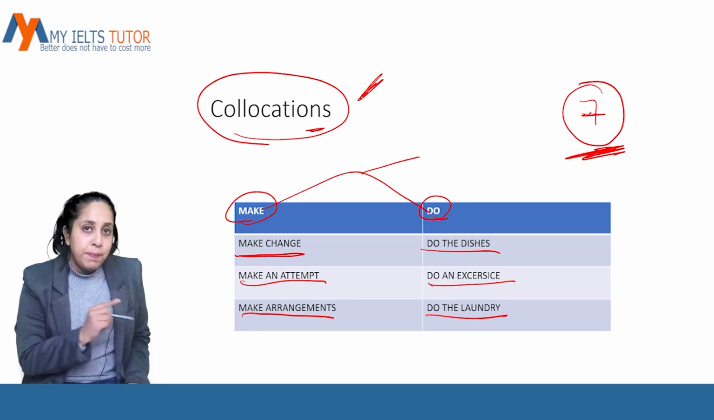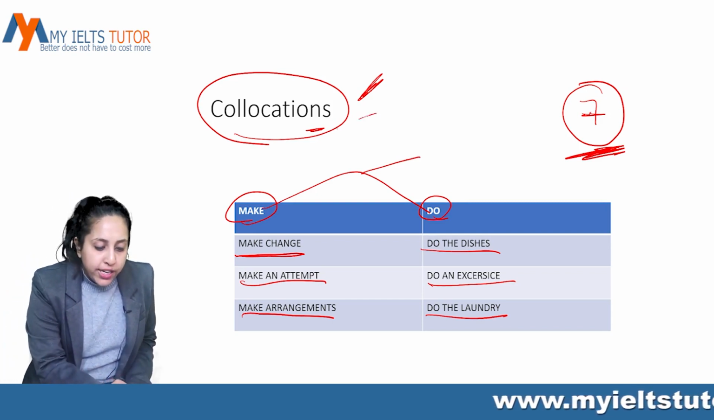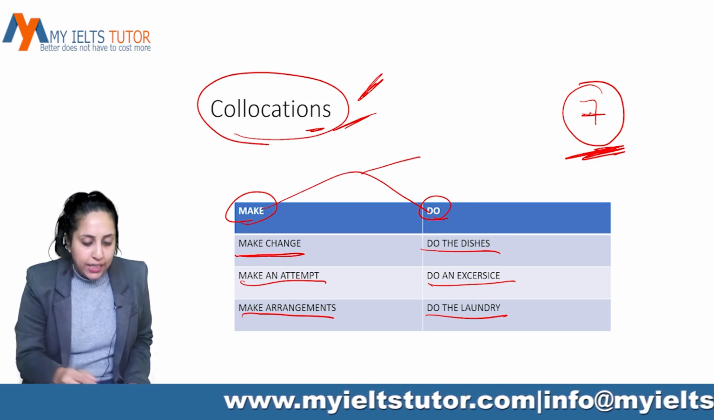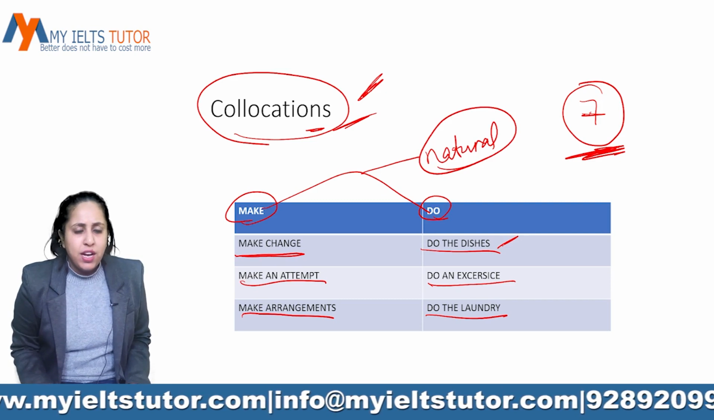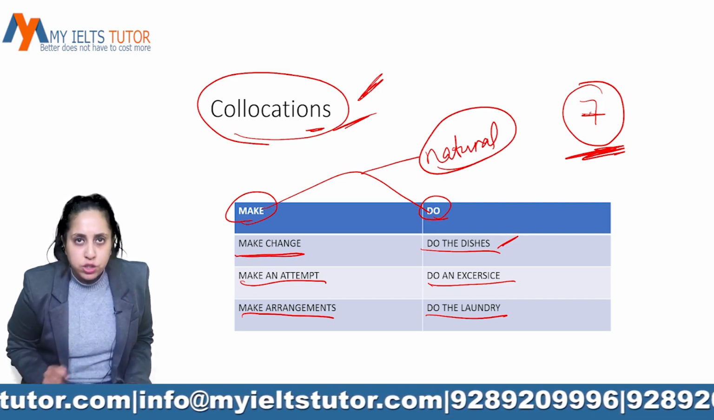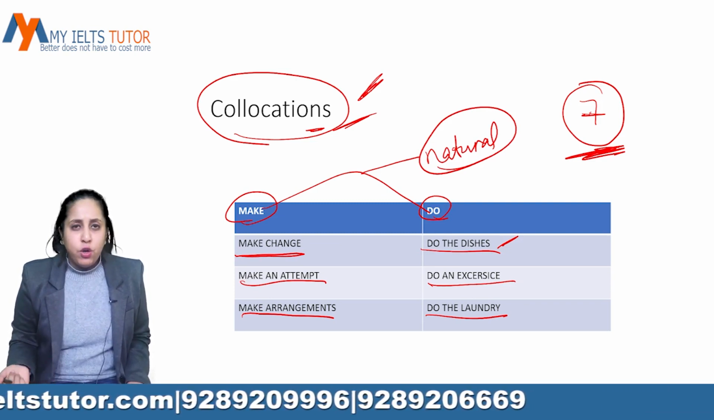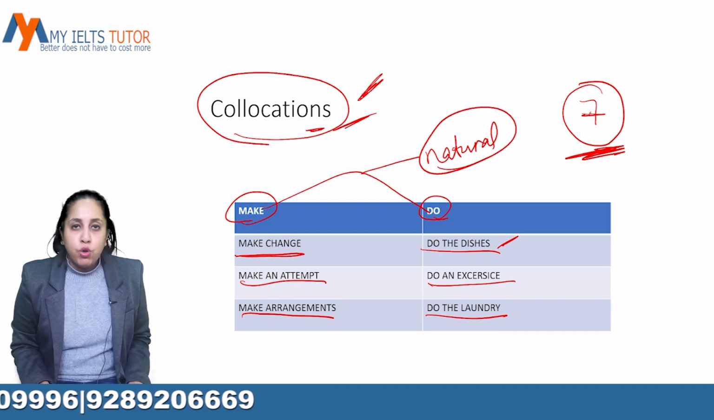So, now if I ask about the collocations, why we need to use collocations? It was clearly mentioned in the band descriptor that you have to use the words naturally. Collocations help us to make our writing more natural. For native speaker, if you say do the dishes, they will understand. It means they're telling me to wash the utensils, right? Do an exercise, right? We will not say perform an exercise, do an exercise. So this is how we need to use collocation.